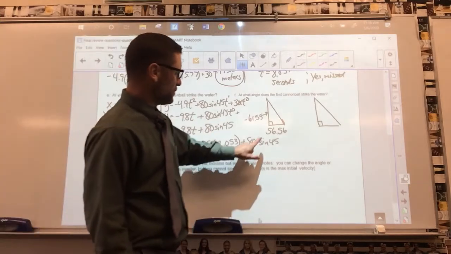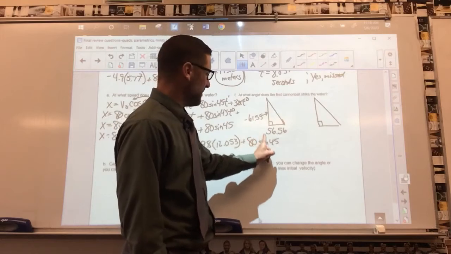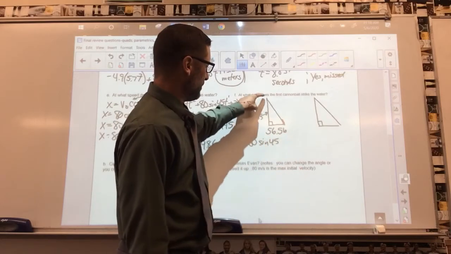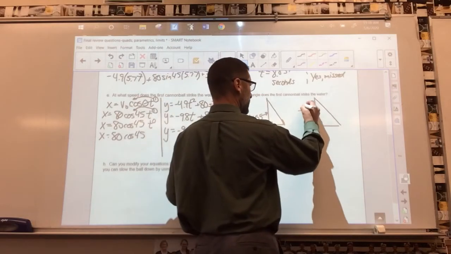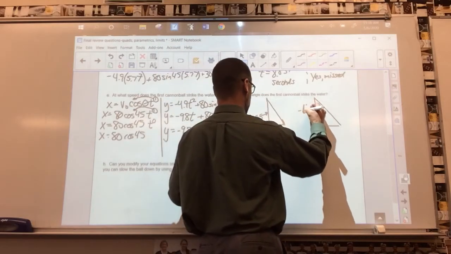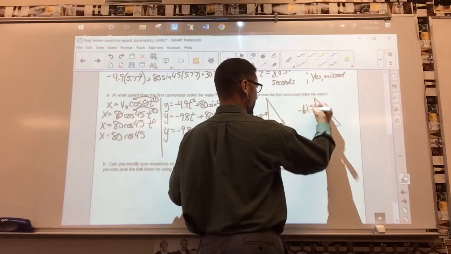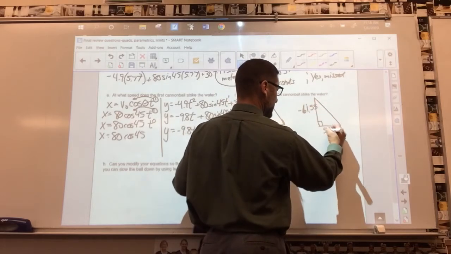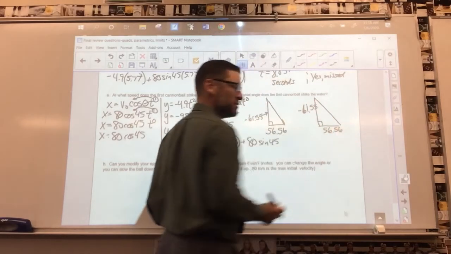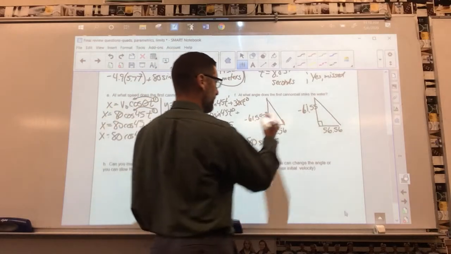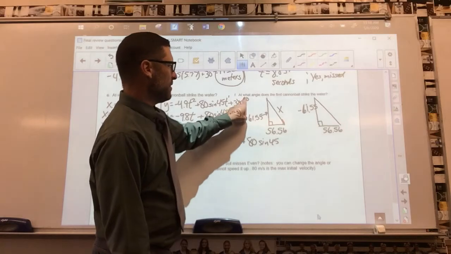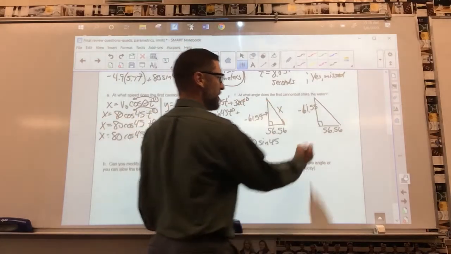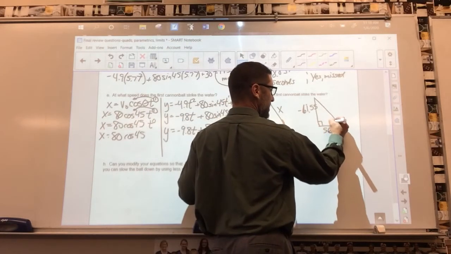So look at this little triangle here. I know its horizontal component is 56.56, and the vertical component is negative 61.55. I'm going to repopulate my triangle over here, 61.55 and 56.56. There are two things I want to figure out. I want to figure out this speed, which I'm going to call x, and I want to find out at what angle it strikes the water. I want to know that theta.